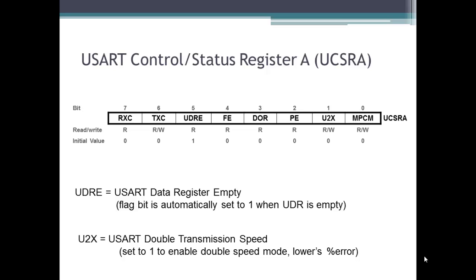Another bit we'll look at is the U2X. Setting this bit high enables something called double transmission mode, the importance of which we'll talk about momentarily when we look at the clock generation circuit. Essentially, it lowers the percent error of the generated clock frequency, which we'll discuss more in a moment. Finally, just to look at a couple of other useful flags: we won't be using them in this tutorial, but bit 6 and bit 7, the TXC and RXC flags, go high when a transmission is complete for TXC or a reception is complete for RXC, and they can be useful in certain applications.